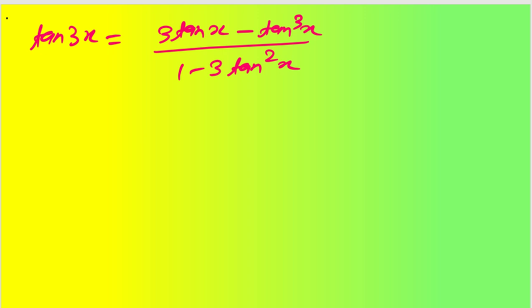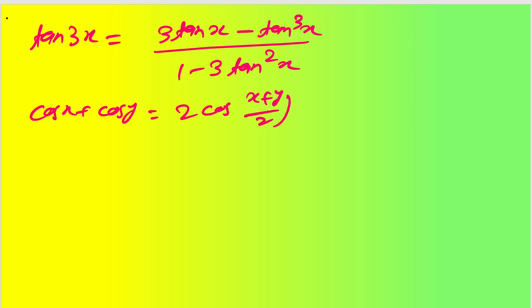So we have cos x plus cos y. This is very important in integrations. So this will become 2 times cos of x plus y by 2 into cos of x minus y by 2. Very straightforward. Okay, so cos x plus cos y is equal to 2 times cos of x plus y by 2 into cos of x minus y by 2.